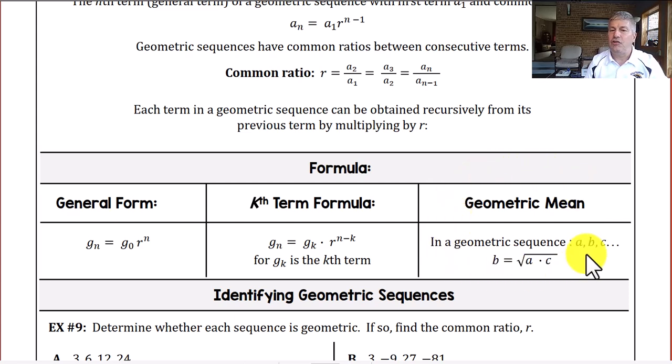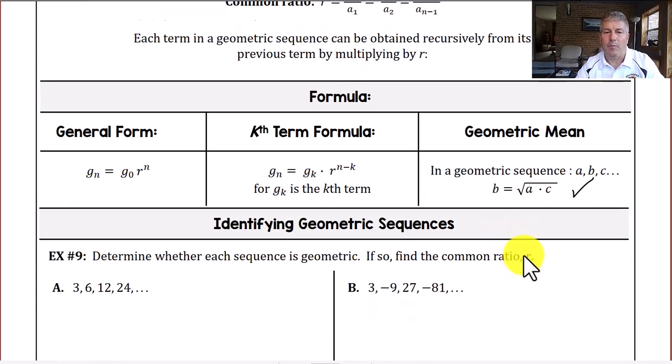We will use this geometric mean business in a geometric sequence, a, b, c. b is equal to the square root of a times c. So if we're missing or skipping a term, we can find the one that's halfway in between by taking the square root of the product of the ones on either end. So if we're missing the second term and we have the first and third, we can use that formula. We'll see that in some of our sample problems later on.